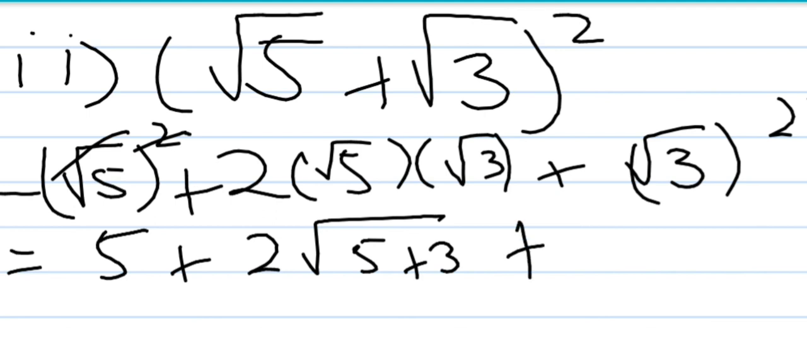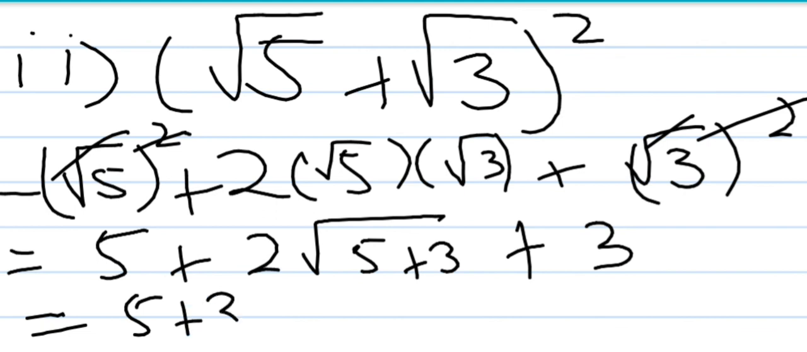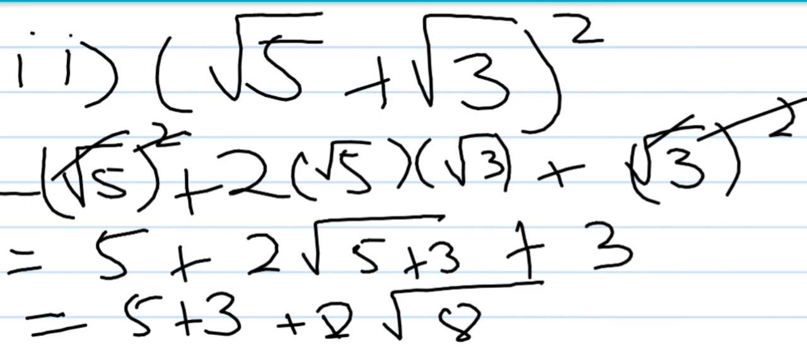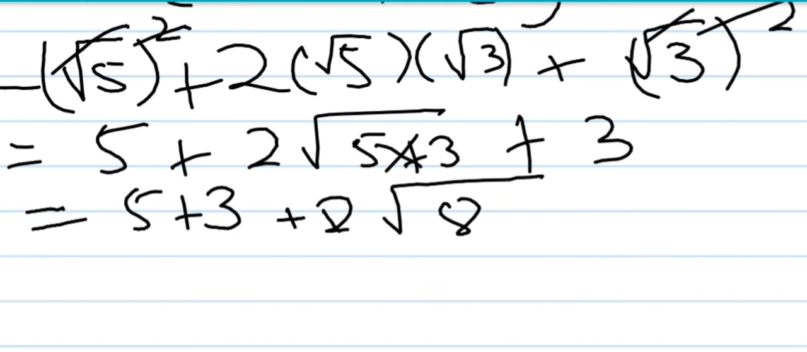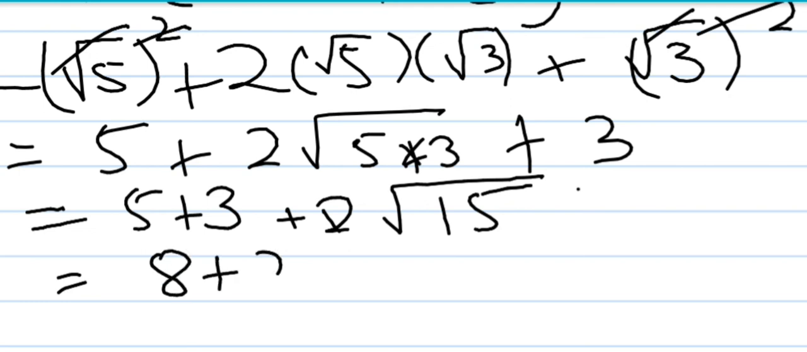So the square and square root will be cut. 3 is equal to 5 plus 3 plus 2 into 5 plus 3 is equal to 8. And now it will multiply because this is not the algebraic form. It will multiply and it will become 15, and 5 plus 3 is 8, plus 2 under root 15 is the answer.